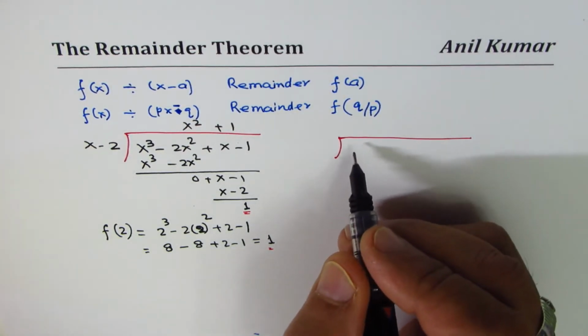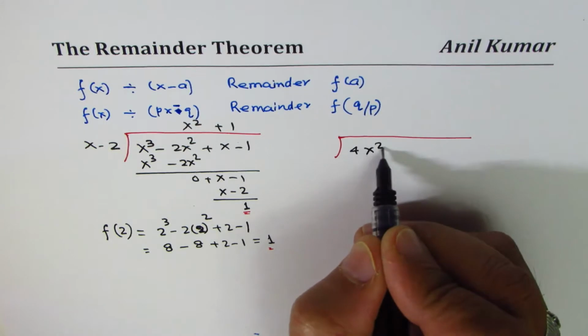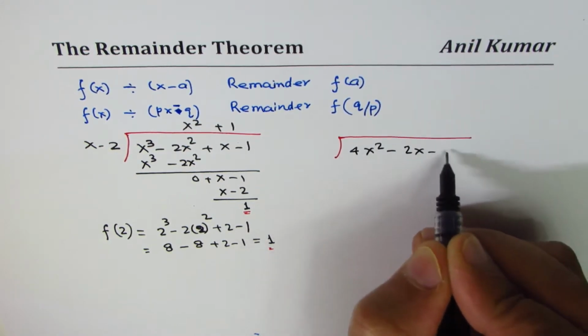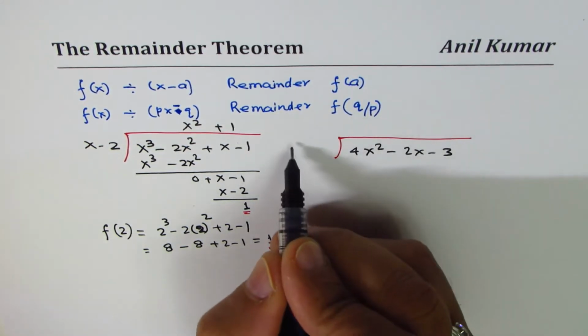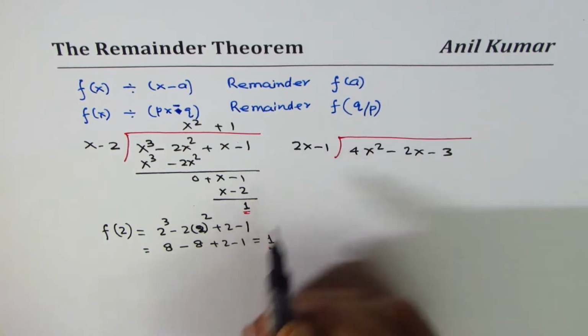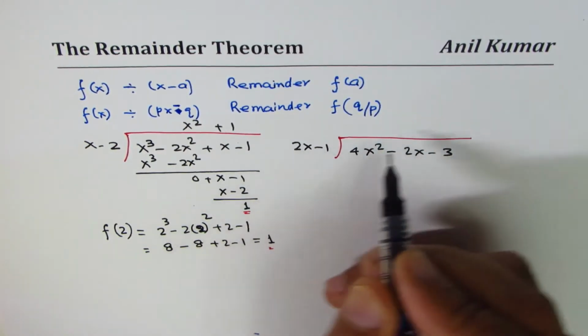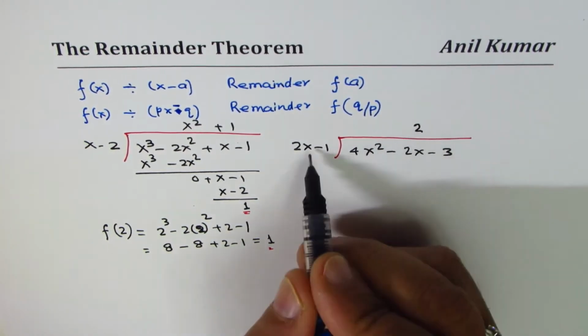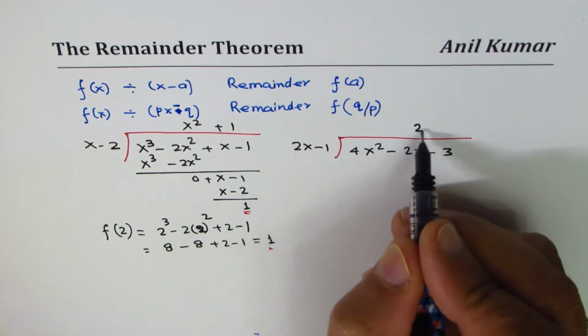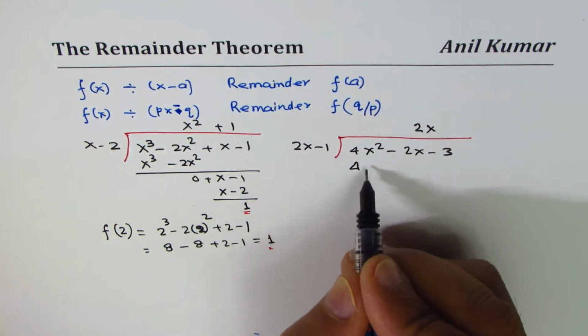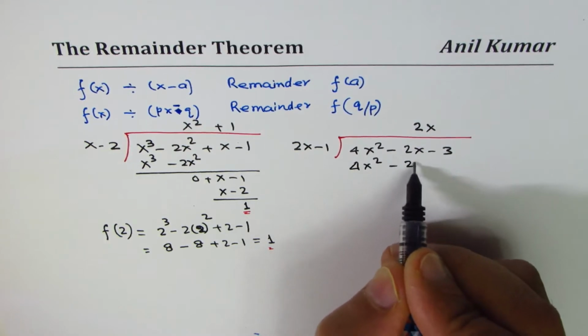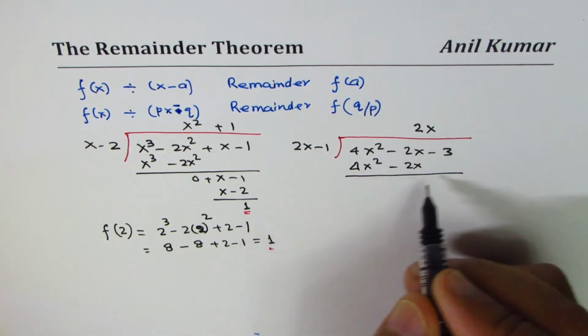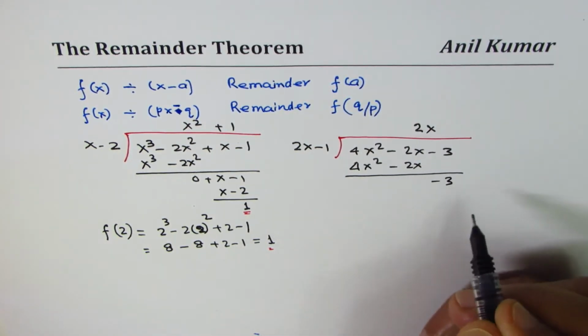I want to take very simple examples. Let's say just 4x squared minus 2x minus 3. And let's divide this by 2x minus 1. So we can multiply by 2x here. When you multiply by 2x, you get 4x squared minus 2x, and both are 0. You get a remainder of minus 3.